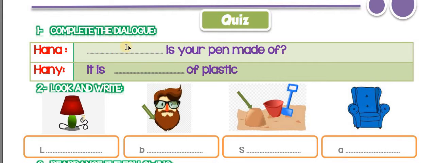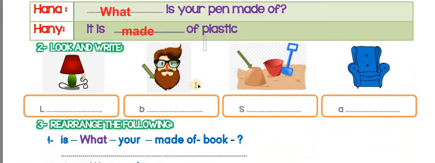What is your pen made of? قلمك مصنوع من ايه؟ What is your pen made of? It is made of plastic. مصنوع من بلاستيك. Made of plastic. What is your pen made of? It is made of plastic.